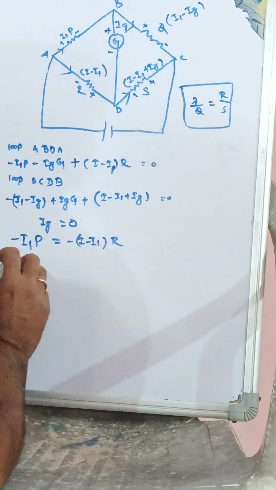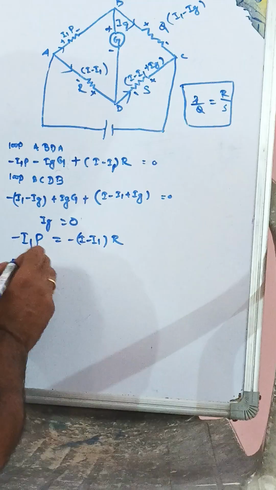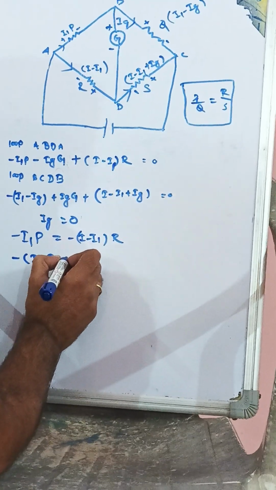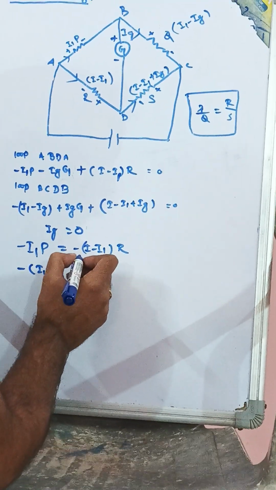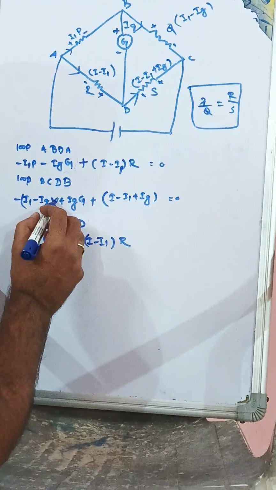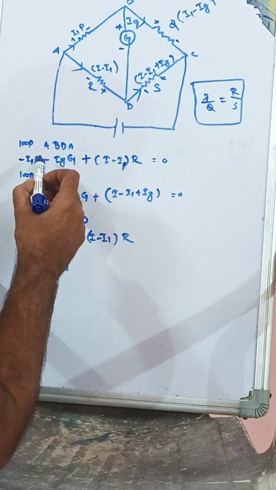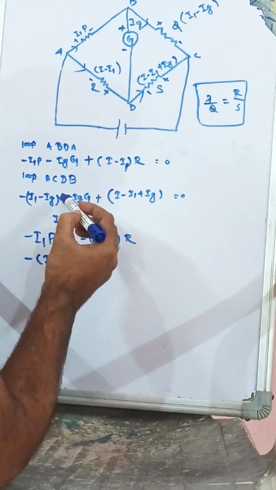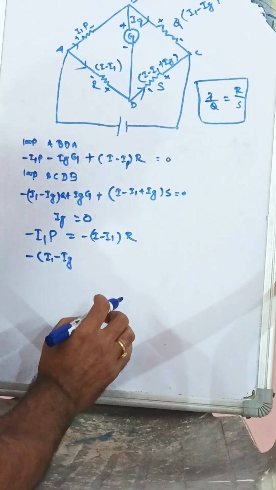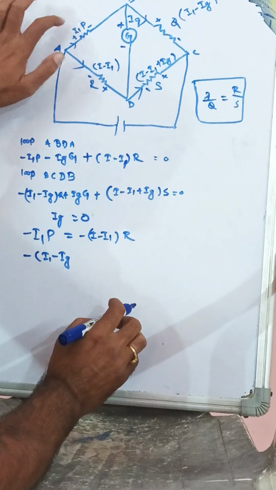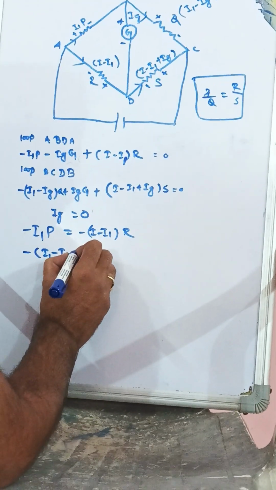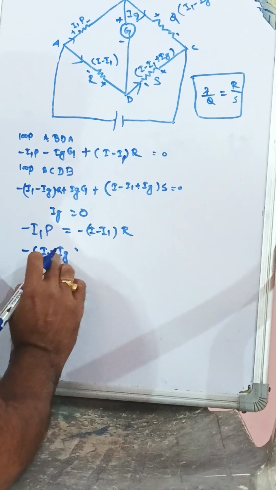Then minus (I1 minus Ig) into Q. This is Q. P by Q is equal to R by S. We write here, P Q R S. Then Ig, okay, Ig is equal to 0.